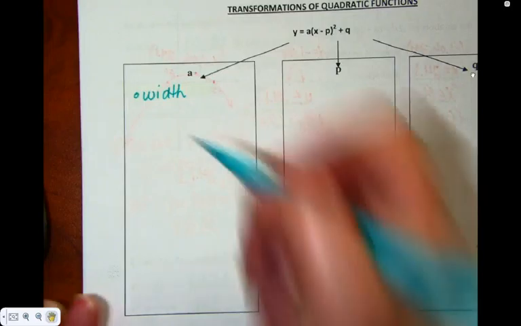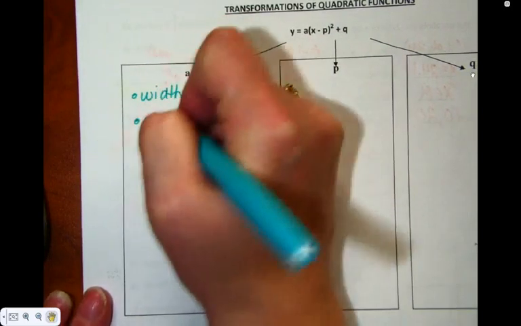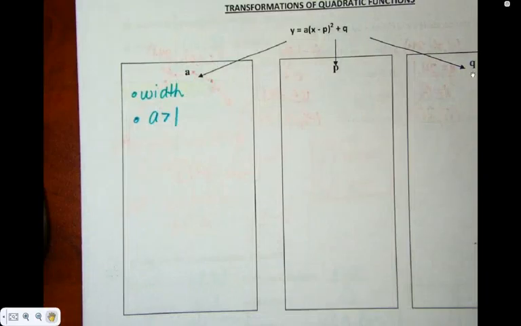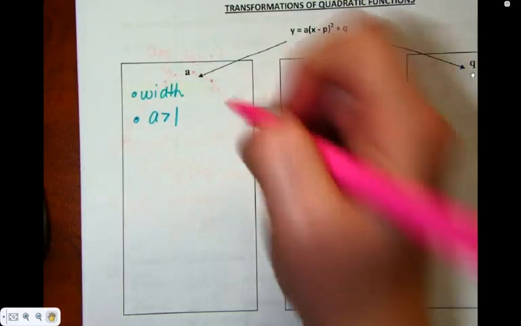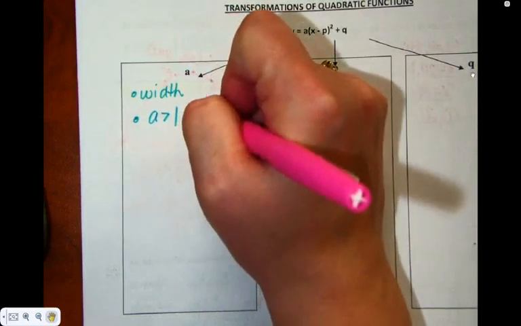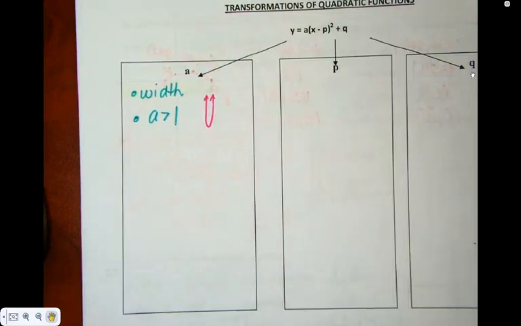This affects the width. So when A is greater than 1, you're going to get a skinny parabola. That's giants reaching on the top of it as hard as they can, yanking. It's called a vertical stretch.